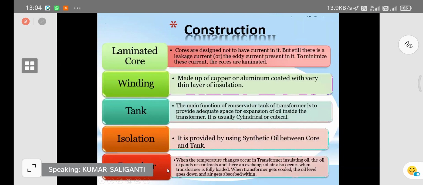So coming to construction, we have laminated core and winding, tank, isolation and breather. So these points we'll discuss later.